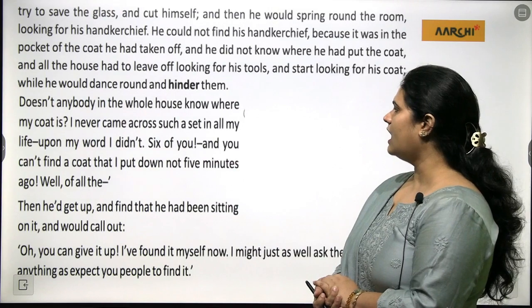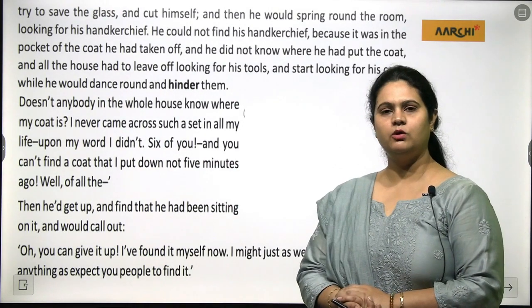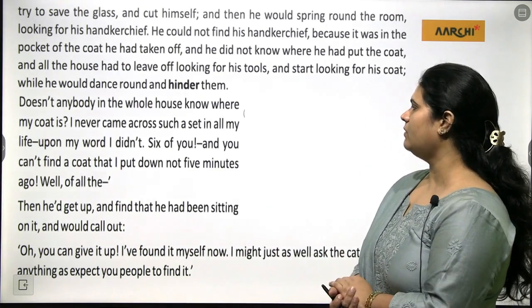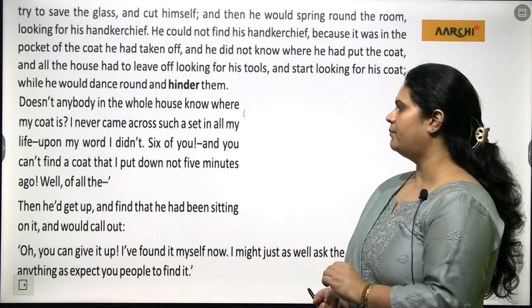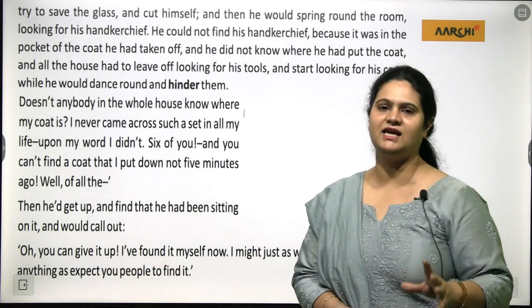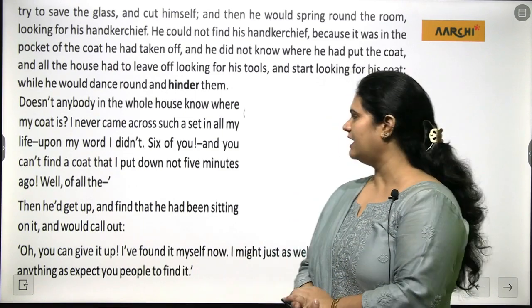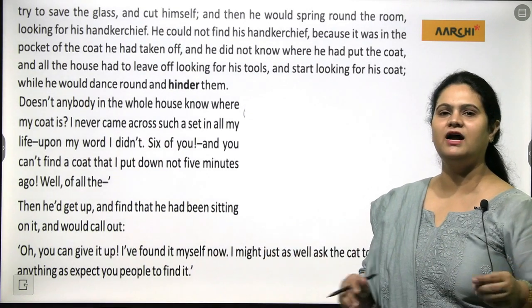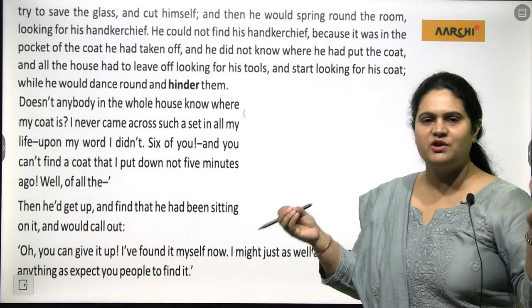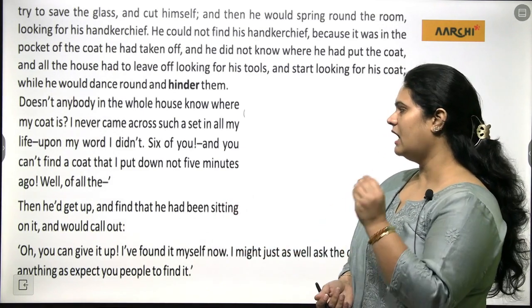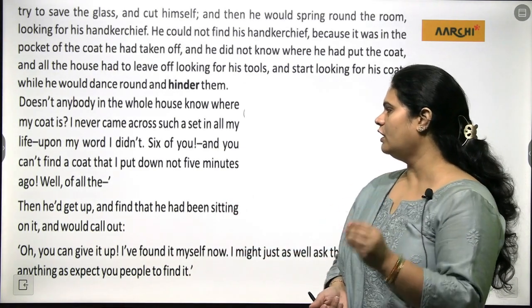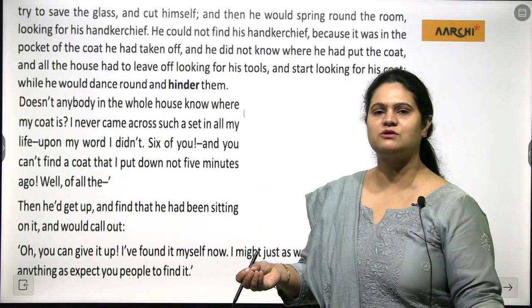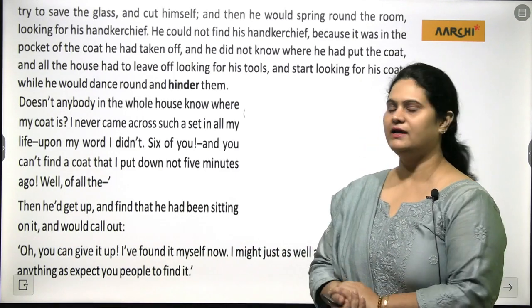Does anyone in the house know where my coat is? Now he would start getting angry. Does nobody know where my coat is? I never came across such a set in all my life. On my word, I didn't. I've never seen such useless people in my life. So few, five children and one Aunt Maria. All six of them were looking for his coat, which was nowhere to be found. And you can't find a coat that I put down not five minutes ago. It had not been five minutes that he had put down his coat, and nobody was able to find it.